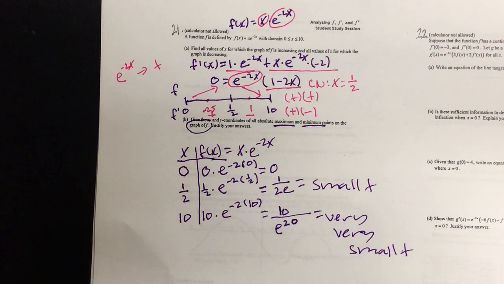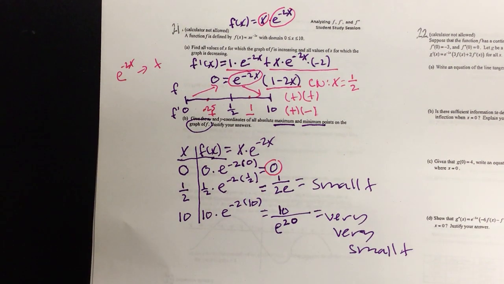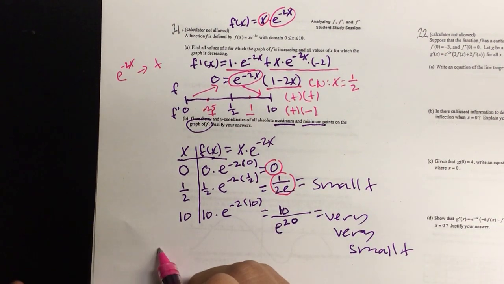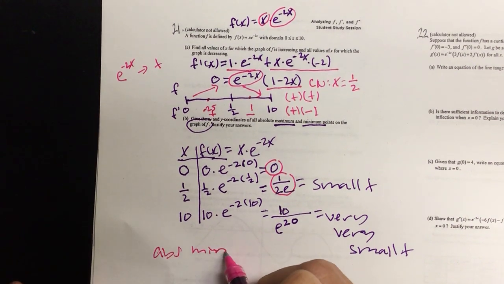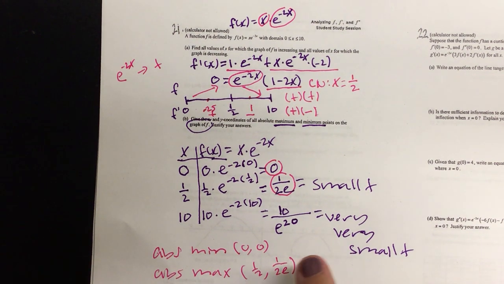So just by looking at that, our absolute minimum has to be at 0, and our absolute maximum has to be at where? At 1/2, good. So let's put on here, our absolute minimum is at (0, 0), because it wants an x and y coordinate. And our absolute maximum is at (1/2, 1/(2e)). Now, what's the justification for this? Our justification would basically be our work. That work is gonna be the justification. Are we good with that?